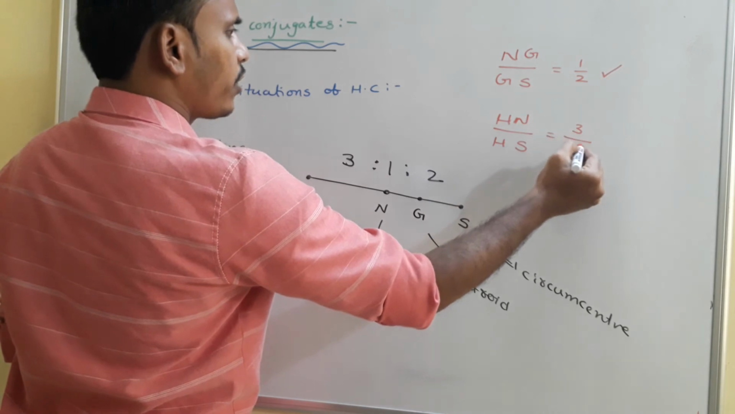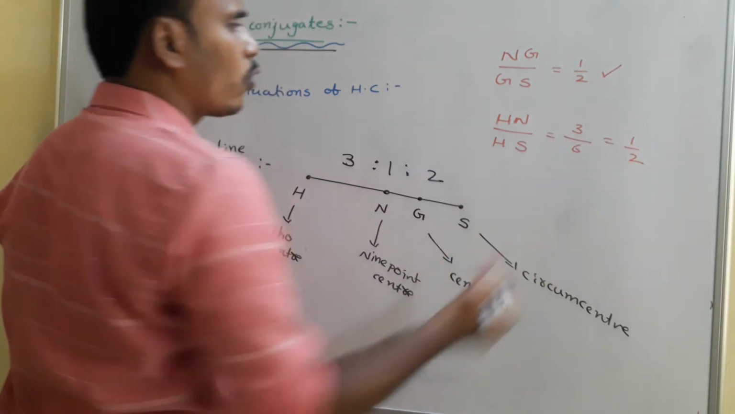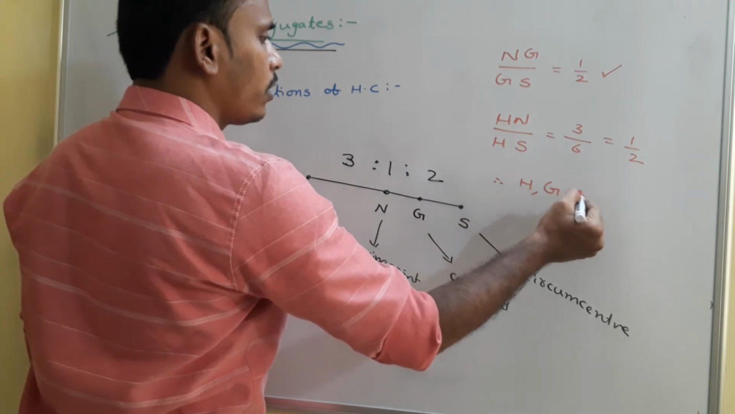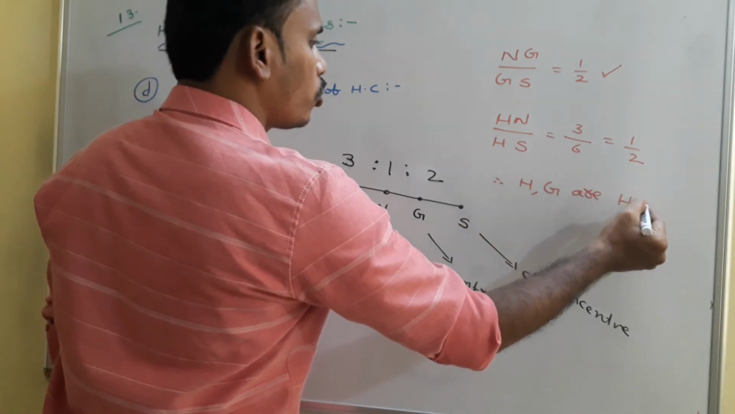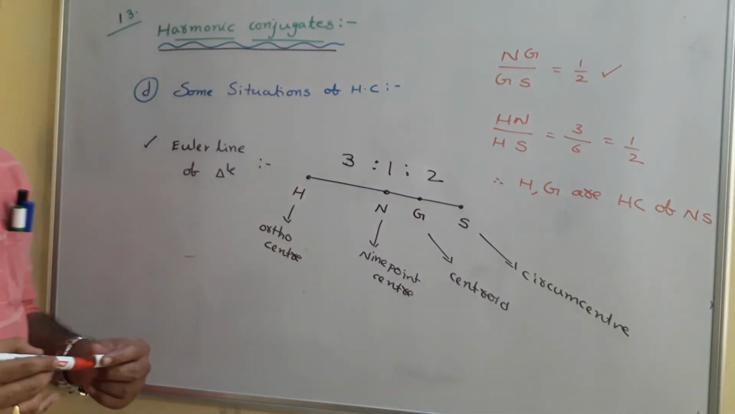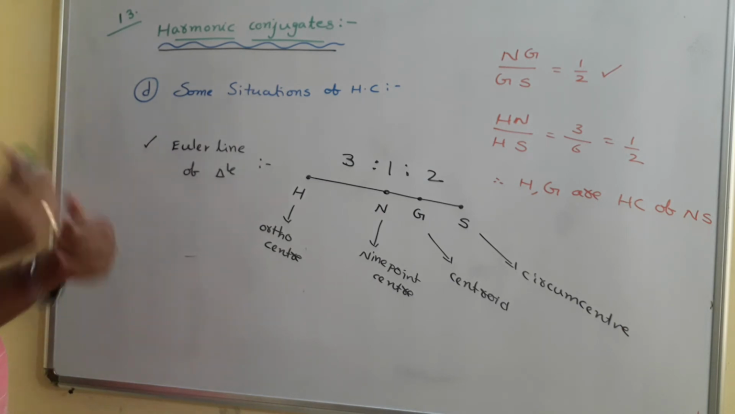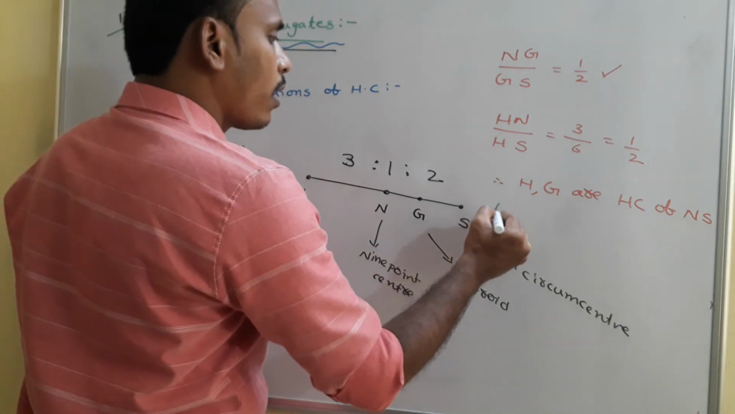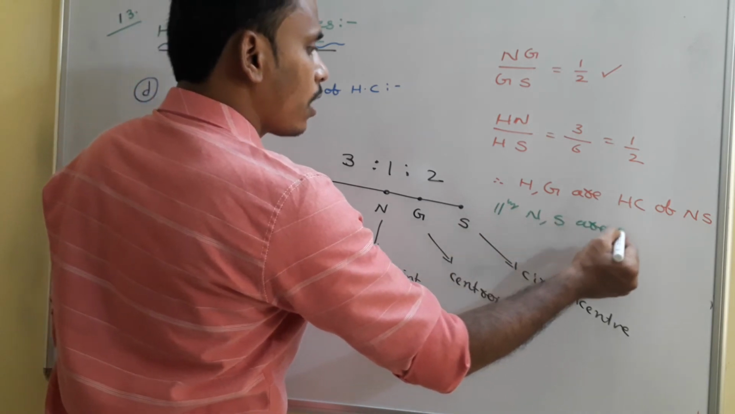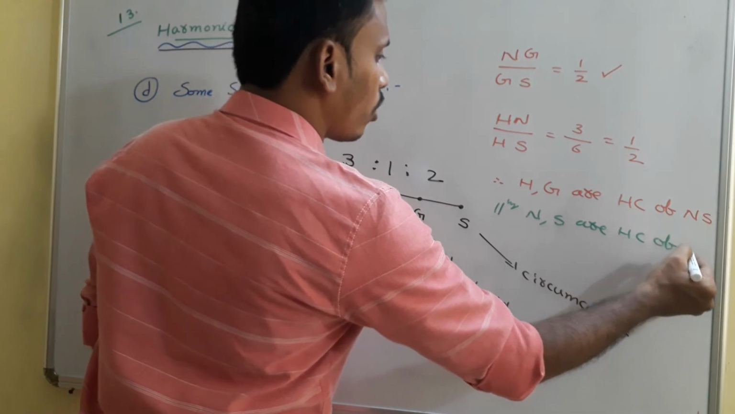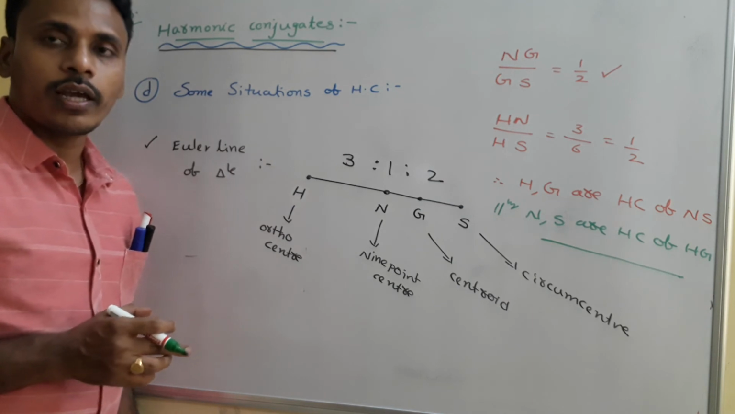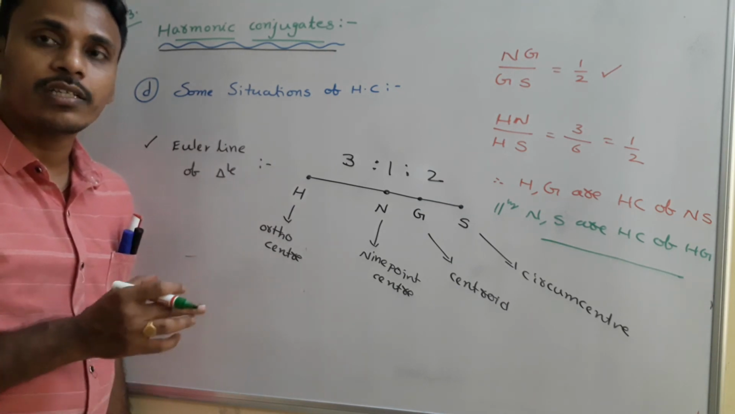HN is 3, HS is 6, which equals again 1/2, right? In that sense, I will conclude that H, G are harmonic conjugates of the line segment NS. H, G are the harmonic conjugates of NS. Similarly, when you concentrate on HG, you automatically get N, S are harmonic conjugates of HG. So this is usually a regular situation related to the concept of harmonic conjugates in geometry.